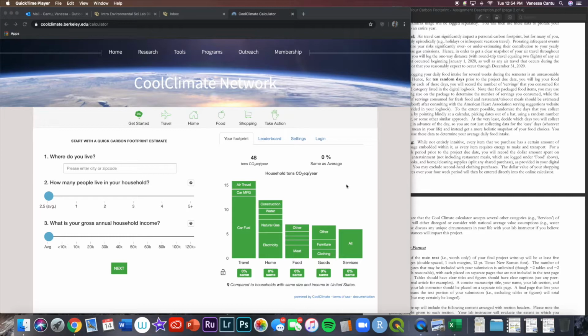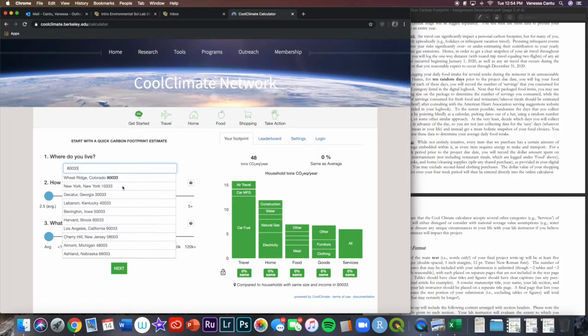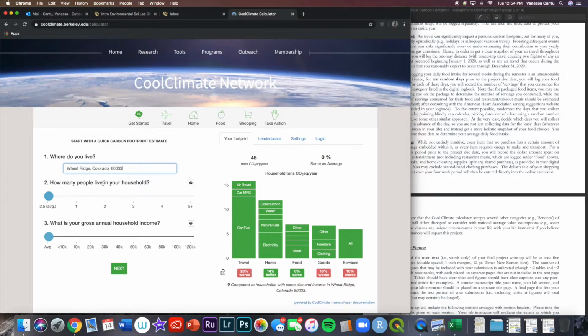So there's a few things to note. All right, so where you live, you're just going to put your zip code here. Might have refreshed the page, but just put your zip code there. For how many people live in your household, remember we did all of our data collection for one person. So even though you live with like 5 people in your house, we did all of the data collection for just you. So make sure number of people in your household is set to 1.